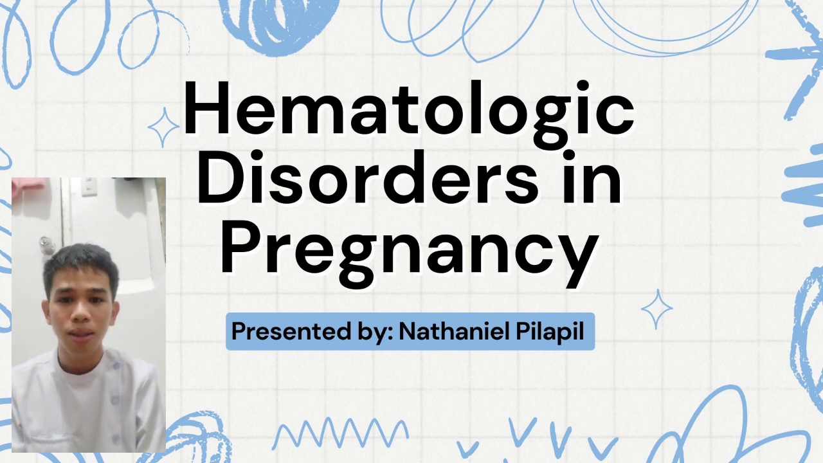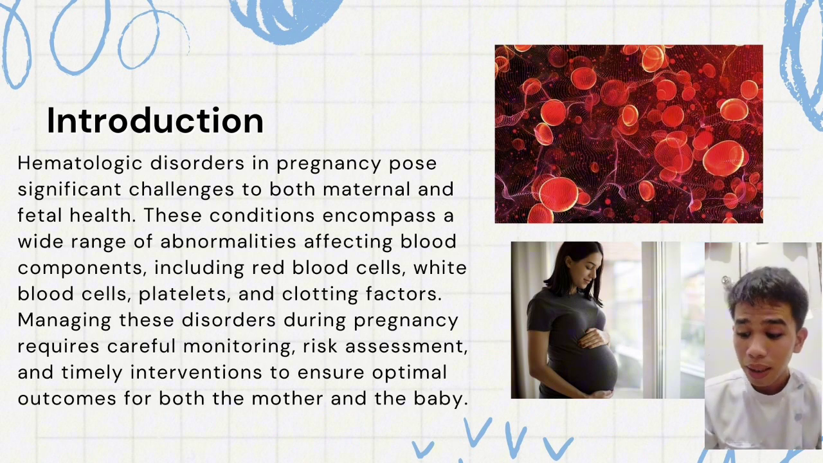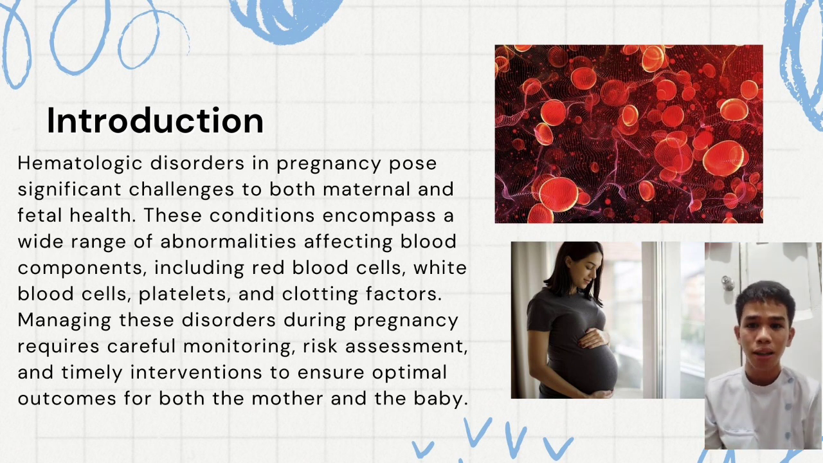So today, I am going to discuss the hematologic disorder in pregnancy. So, introduction. Hematologic disorders during pregnancy involve either blood formation or coagulation disorders. And hematologic disorders in pregnancy pose a significant challenge to both maternal and fetal health. This condition encompasses a wide range of abnormalities affecting blood components including red blood cells, white blood cells, platelets, and clotting factor. Managing these disorders during pregnancy requires careful monitoring, risk assessment, and timely intervention to ensure optimal outcomes for both the mother and the baby.